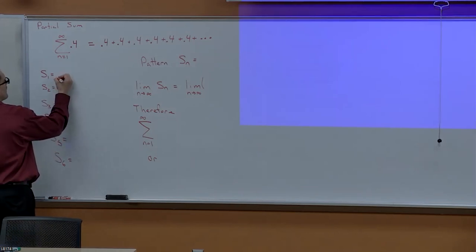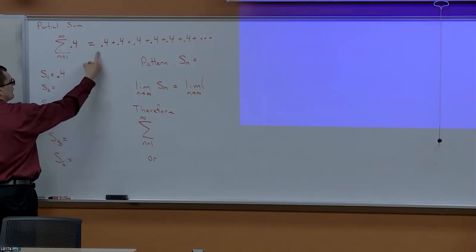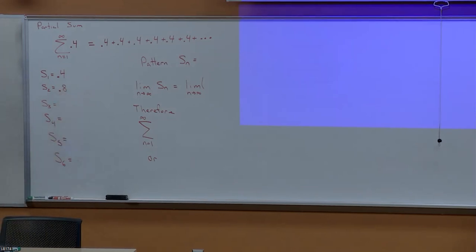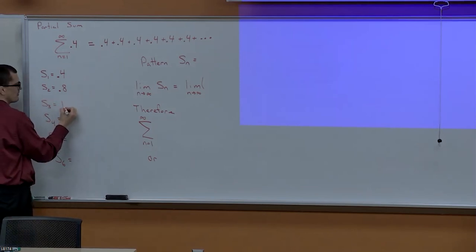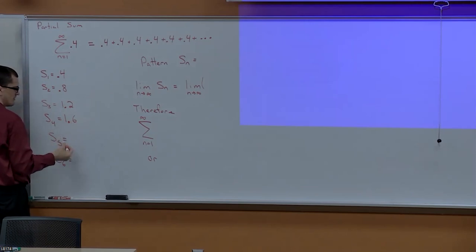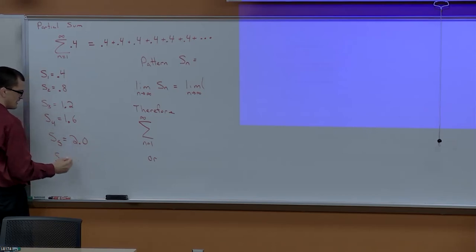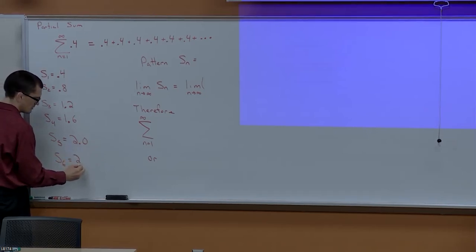So my S1 is 0.4. My S2 is 0.4 plus 0.4. I'm just going to write the answer there, 0.8. Is that okay? My S3, add another 0.4, 1.2. S4, add another 0.4, 1.6. S5, add another 0.4, 2.0. S6, add another 0.4, 2.4, and so on and so forth.